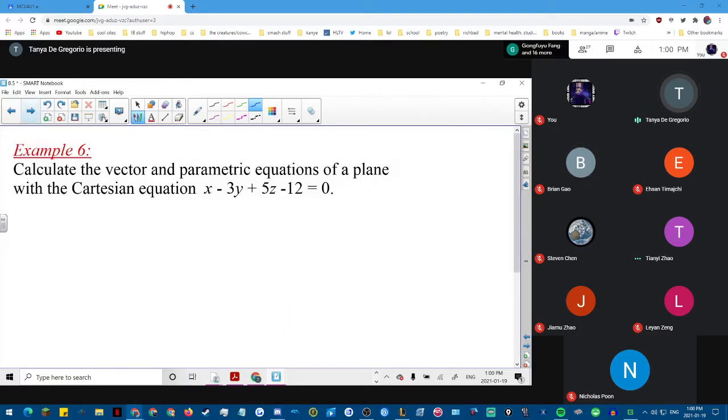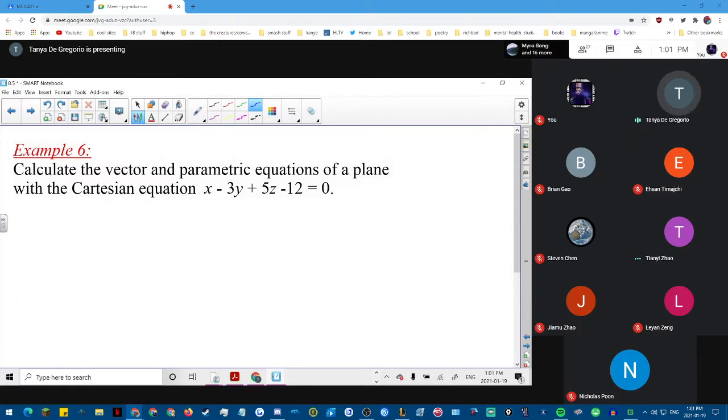Okay, example 6. Calculate the vector and parametric equations of a plane with Cartesian equation x minus 3y plus 5z minus 12 equals 0. So now I want to come up with a vector equation and a parametric equation of a plane. For me to find those two equations, what do I need? Two direction vectors and a point. Yeah, I need two direction vectors and a point.